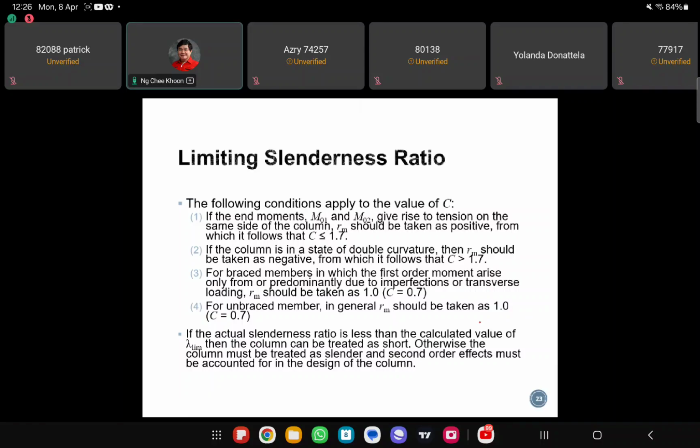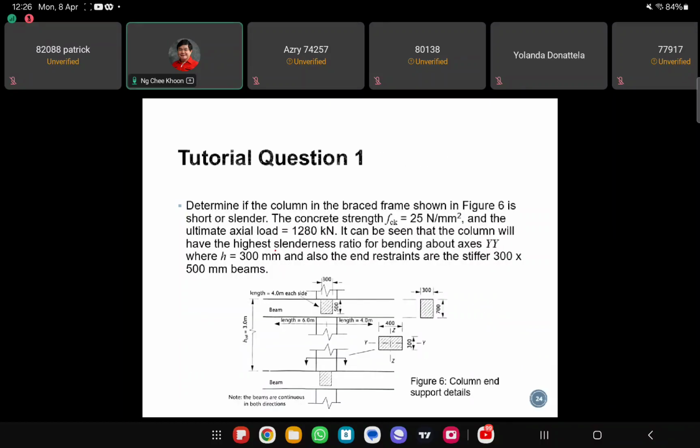No question. Okay, then move on to the tutorial question. Here you have a problem saying to determine if the column in the braced frame, so braced frame meaning that you have braced columns. We want to know whether it's short or slender.